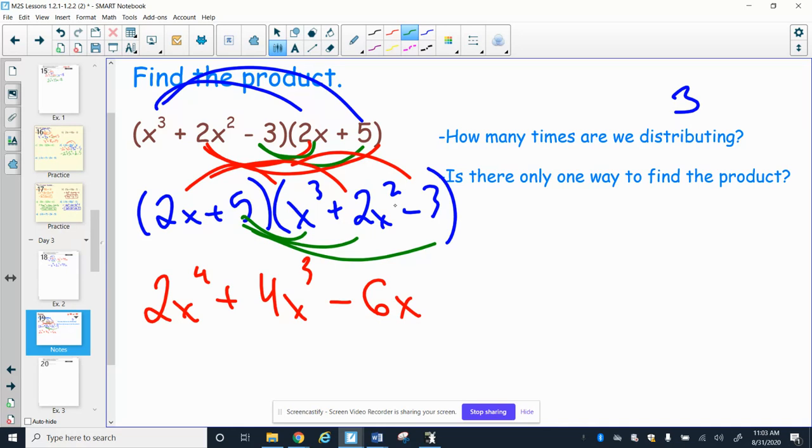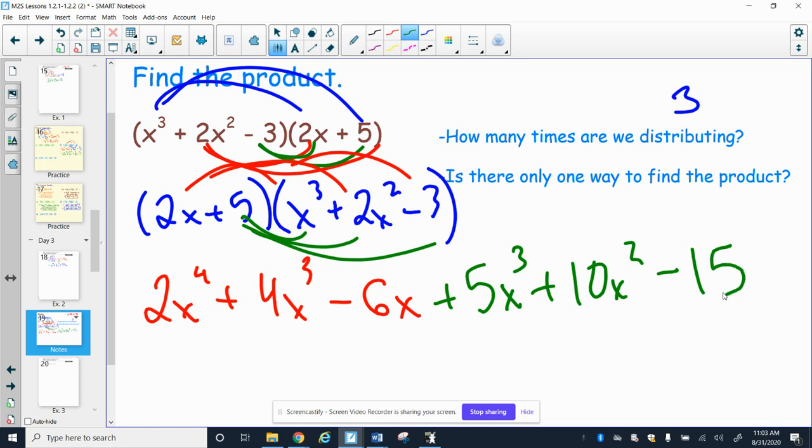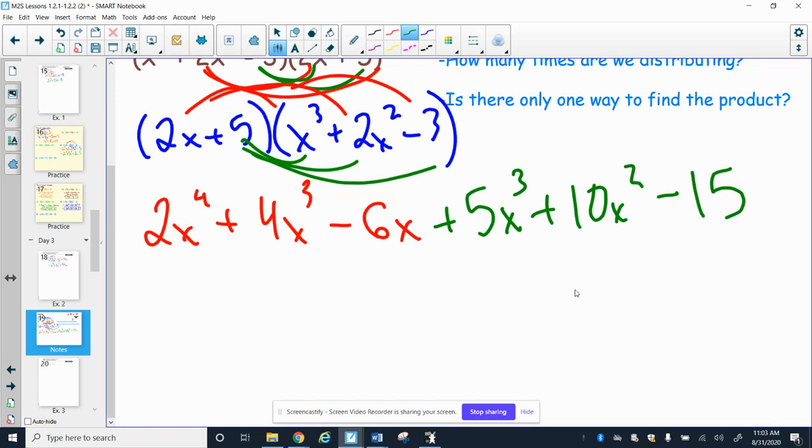Then we multiply the 5 to each term. So 5 times x to the third would be plus 5x to the third. Then 5 times 2x squared, plus 10x squared. And 5 times negative 3, minus 15. Notice now we have really 6 terms currently.